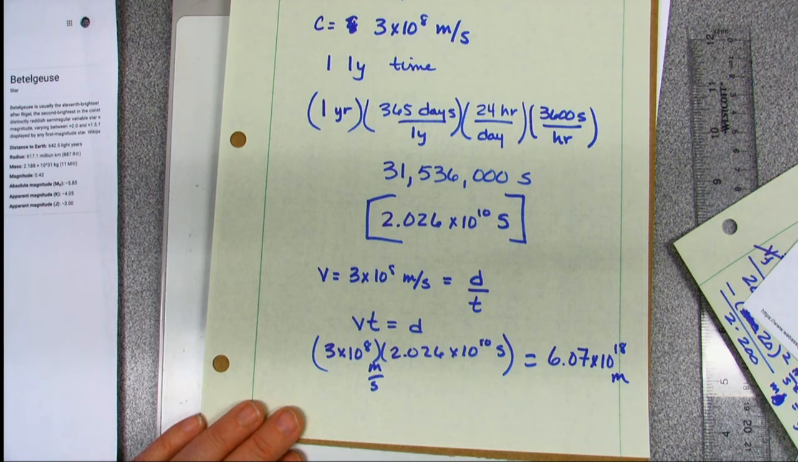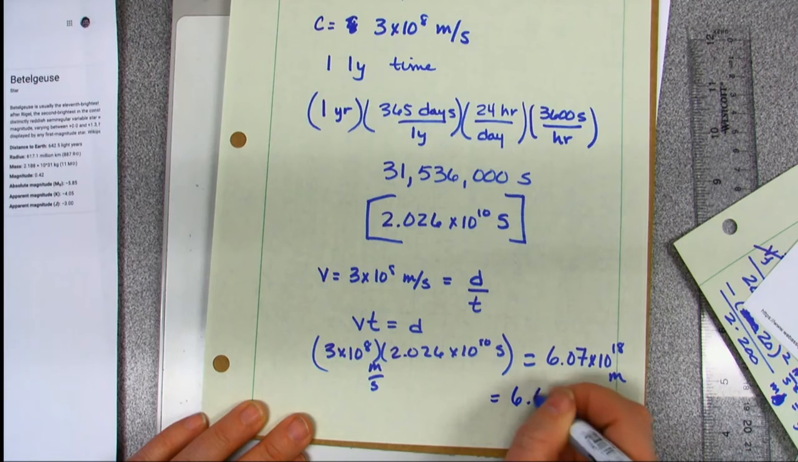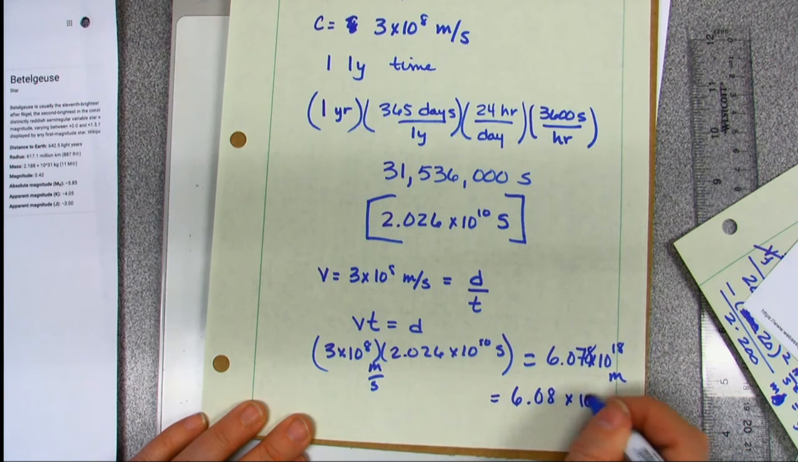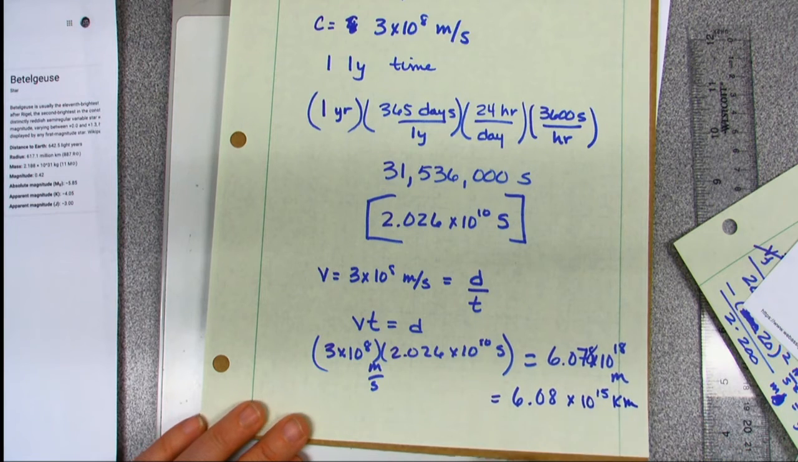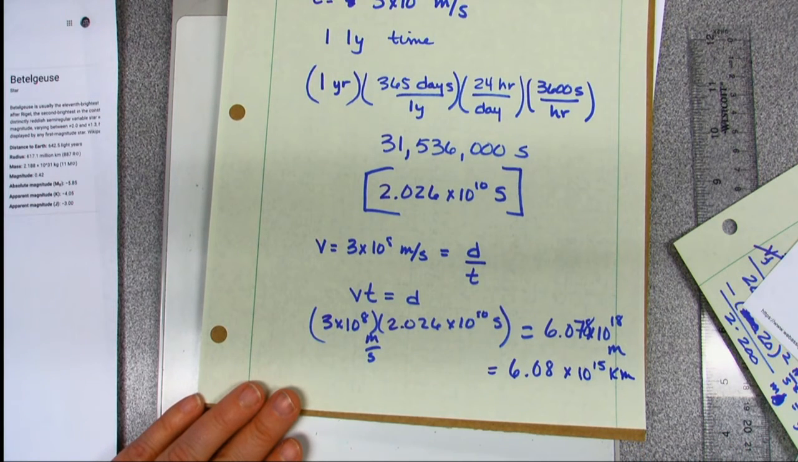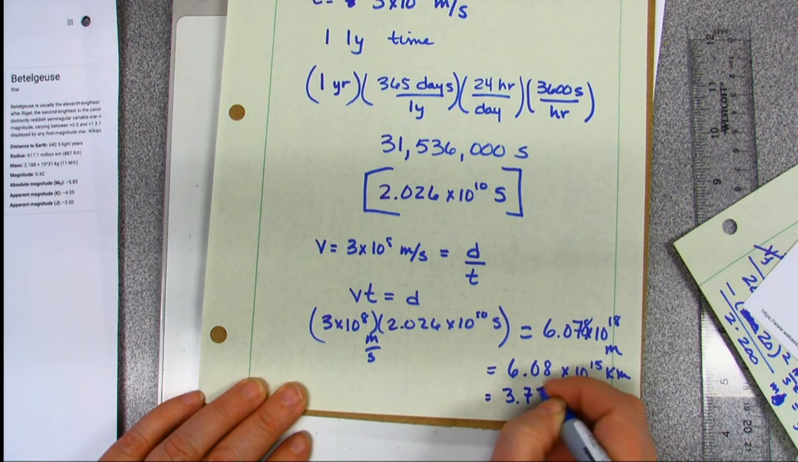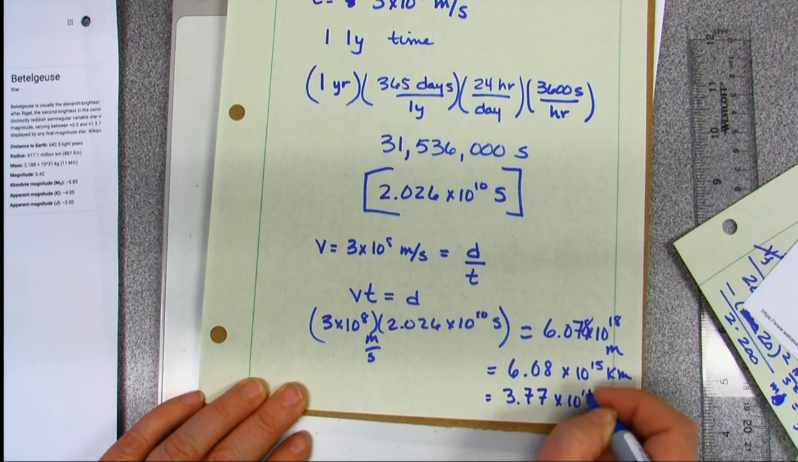I'm going to divide that by 1,000. That gives me 6.08 times 10 to the 15 kilometers. And a kilometer is 0.62 miles. So I'm going to multiply that by 0.62. That's 3.77 times 10 to the 15 miles.